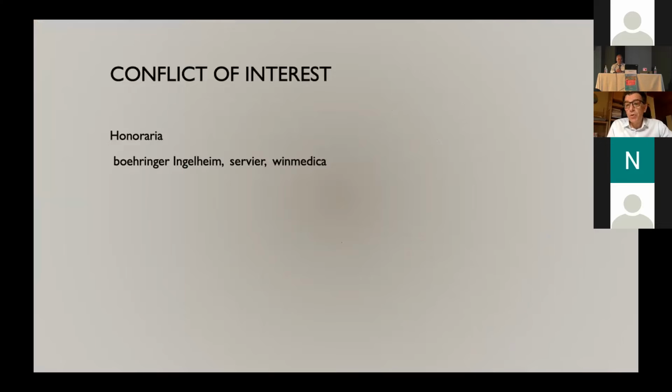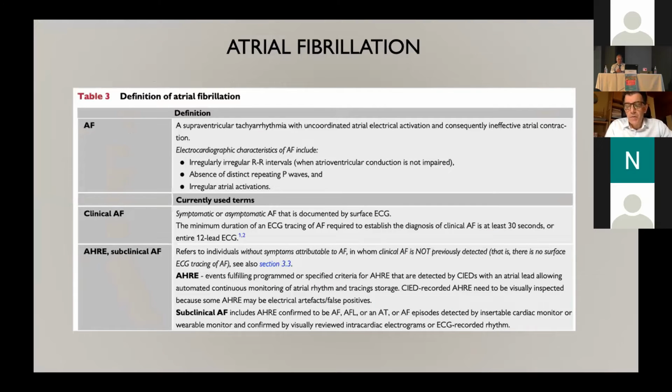And you should use them on these patients because all of them have a high chance to have a stroke, but at the same time have the chance to have a bleeding that could be a disaster for these patients. Discussing the two topics, the first is atrial fibrillation.